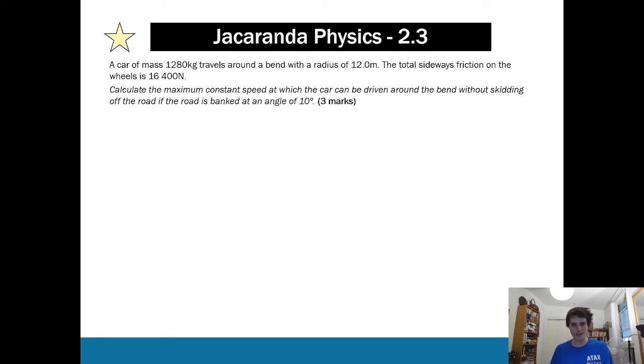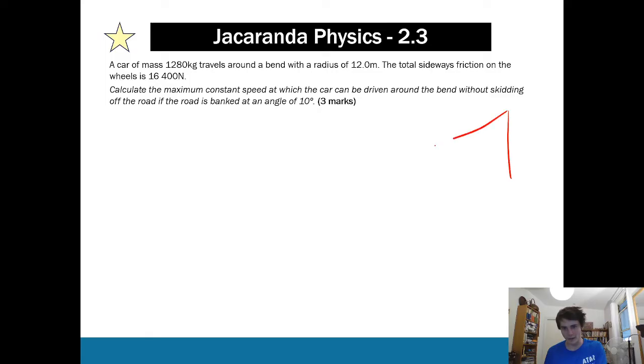So a car is traveling around a bend with a radius of 12 meters. The total sideways friction on the car's wheel is that number there. Now, in order to figure out the maximum speed, we're going to need to figure out the maximum centripetal force that we can travel our car at. And in order to do this, let's draw a quick diagram of what's going on in this situation.